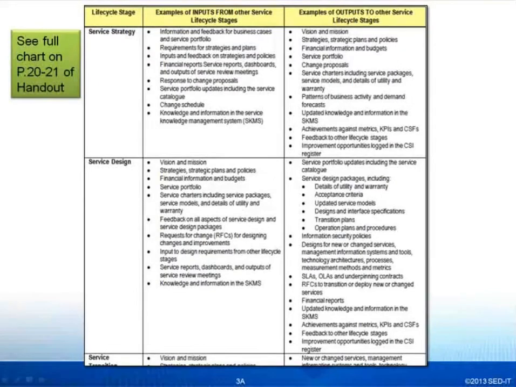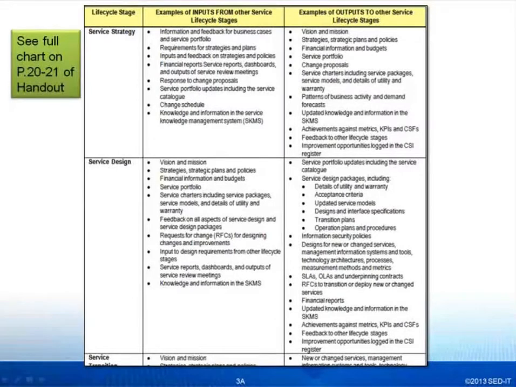What does service design provide? Well, service design is going to give us service portfolio updates. They're going to give us the service design package. They're going to give us security policies. Again, think of the processes that are in service design and what their outcomes are. Well, that information is going to be provided not only to strategy, but to transition, operation, and CSI. So there's a set of information.